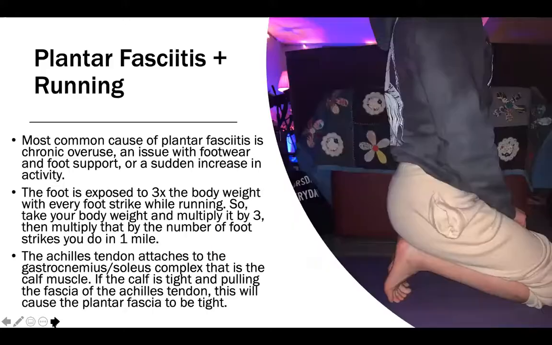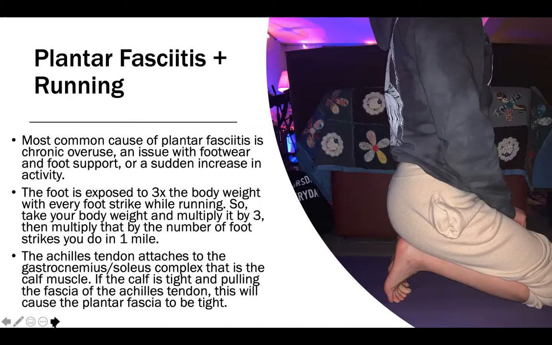That's how you know. So what does plantar fasciitis have to do with running? The most common cause of plantar fasciitis is chronic overuse: standing on your feet, waiting tables, running miles, same. It's overuse of the foot. It could be caused by an issue with your footwear or foot support, or a sudden increase in activity. So plantar fasciitis often comes when you're like, I'm not going to run for a month, but then I'm going to run 5 miles. It's very common for it to flare up if that's the case.